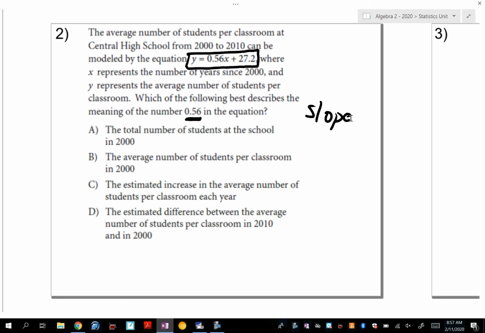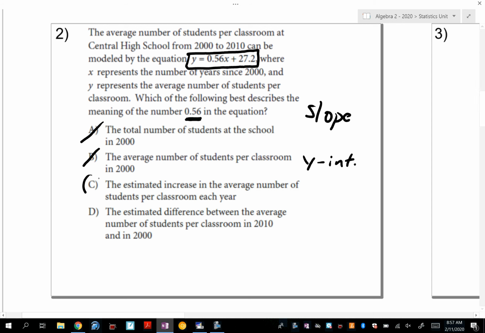When I look at my answer choices, A is the total number of students at the school in 2000. No, that's not the y-intercept. If it said the average number of students per classroom in 2000, that would be the y-intercept. So A is nothing we've talked about. B is the average number of students per classroom in 2000. That is really telling you the y-intercept, so B is not the answer, because that would be 27.2. Then C is the estimated increase in the average number of students per classroom each year.